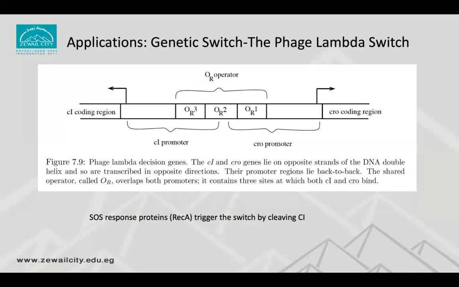One is called CI, and one is called Cro. One of them is a repressor, and one of them is an activator, and they're competing for these three binding sites. The two genes lie on opposite strands of the DNA, so they are transcribed in opposite directions, back to back. And there's some overlap between these promoters in which both can bind.